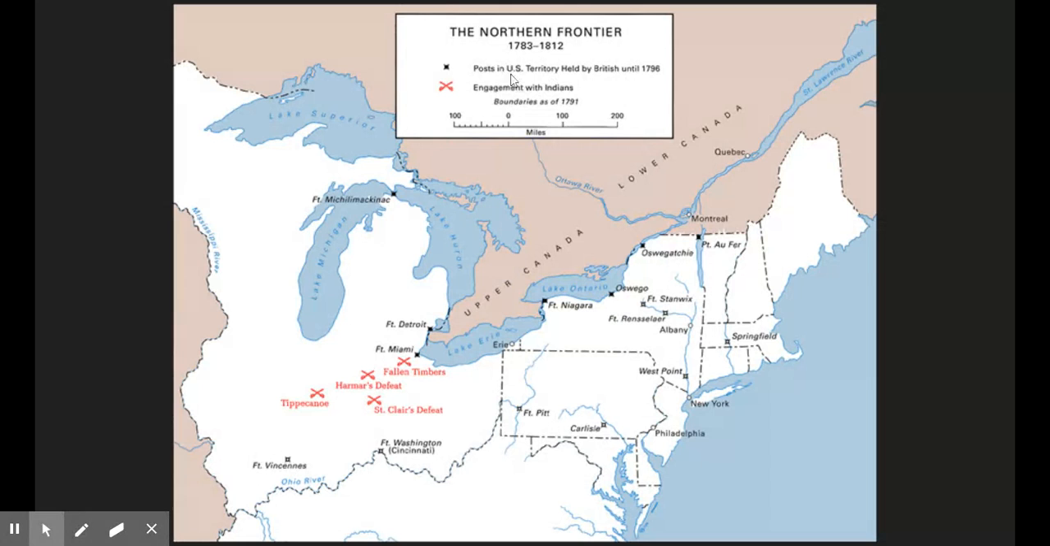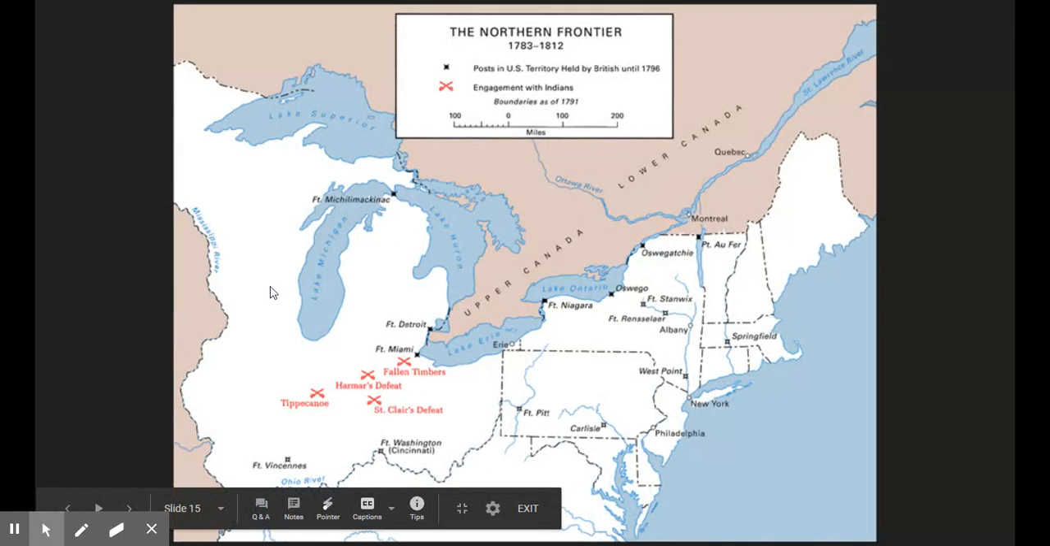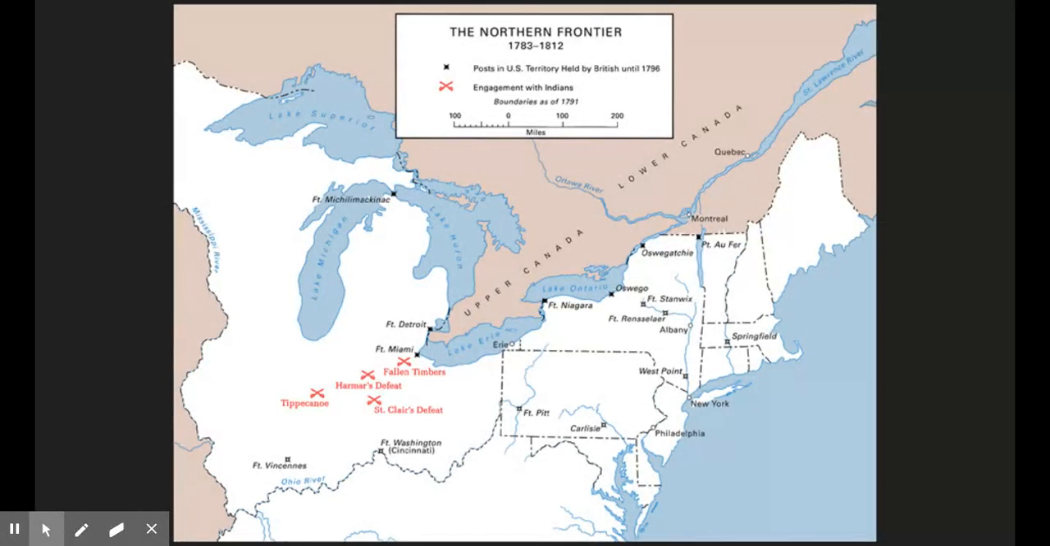Right? So note that these are posts in U.S. territory. The U.S. owns these regions. But they're held by the British still until 1796, 10 years plus past the end of the American Revolution. We looked at previously in topic 3.10, Jay's Treaty, which works to get rid of these British posts, and we're going to explore that a little bit again.